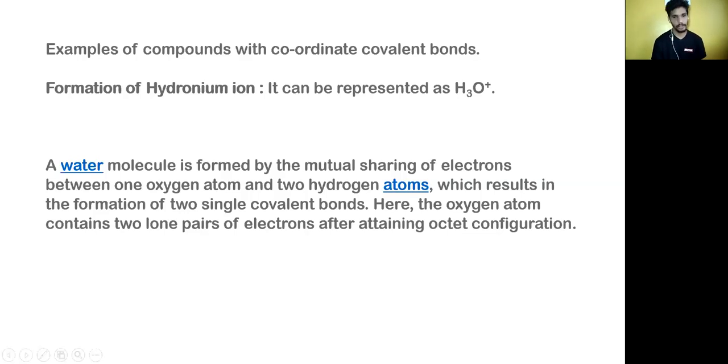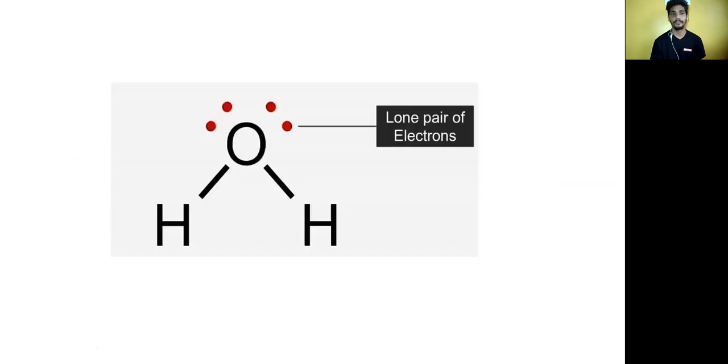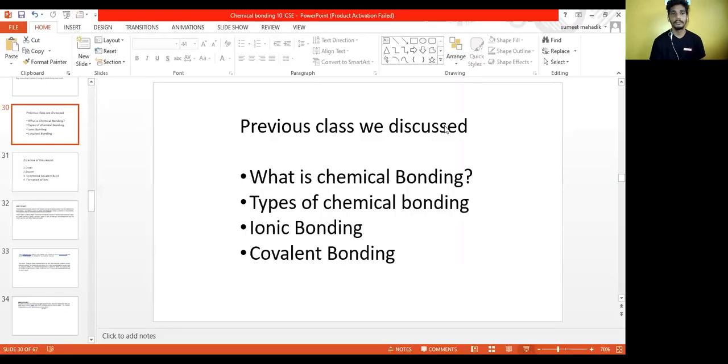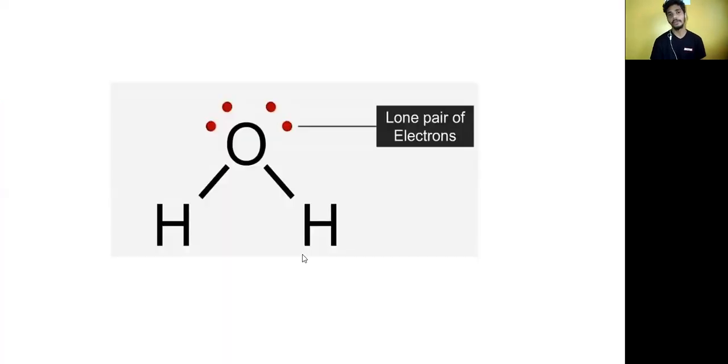Water forms by the mutual sharing of electrons between the oxygen atom and the two hydrogen atoms, which results in two single covalent bonds. The oxygen atom gets two electrons and completes the octet configuration. This is a point to understand. Oxygen has two lone pairs of electrons. The hydrogens are satisfied, done with the duplet rule, so they are not going to interfere with the lone pair. Now there is an interaction of the lone pair of electrons with another hydrogen.